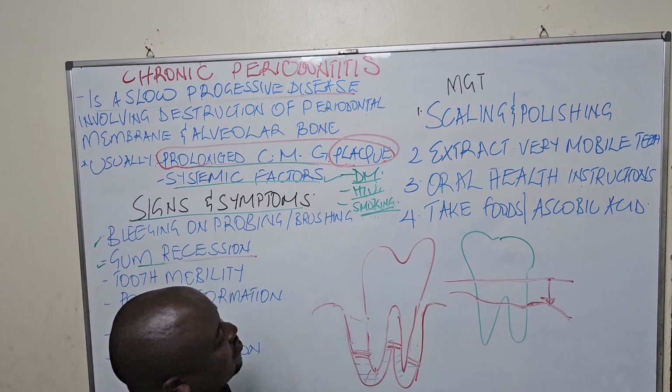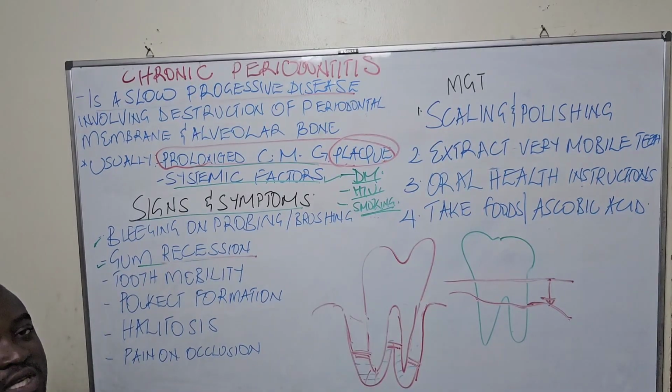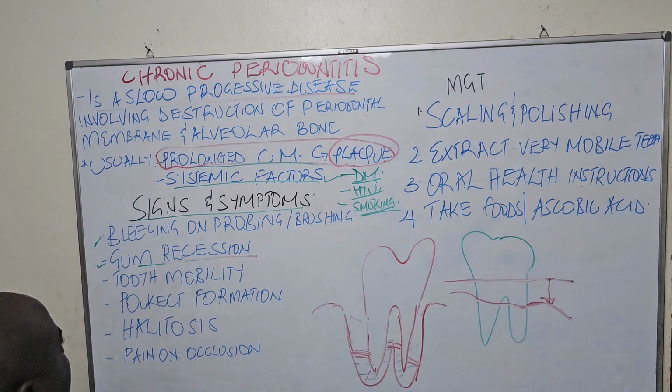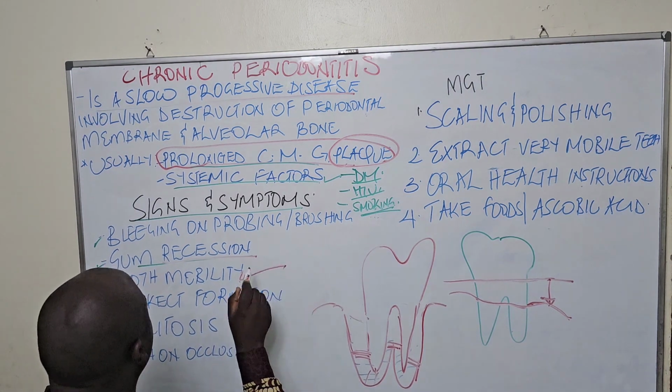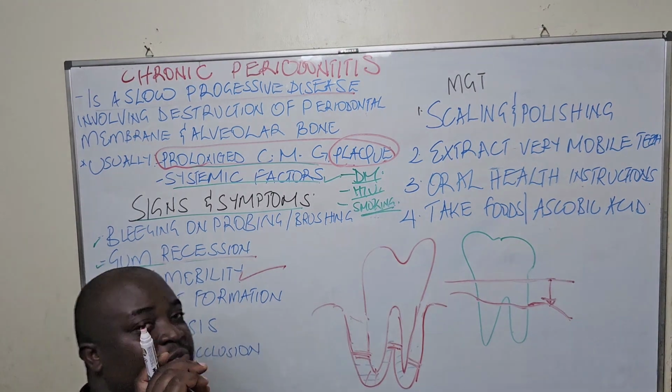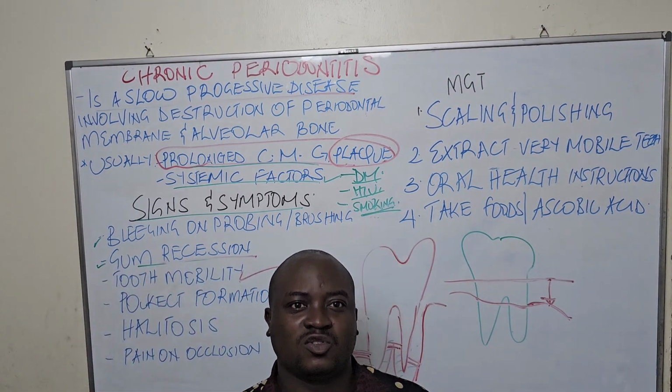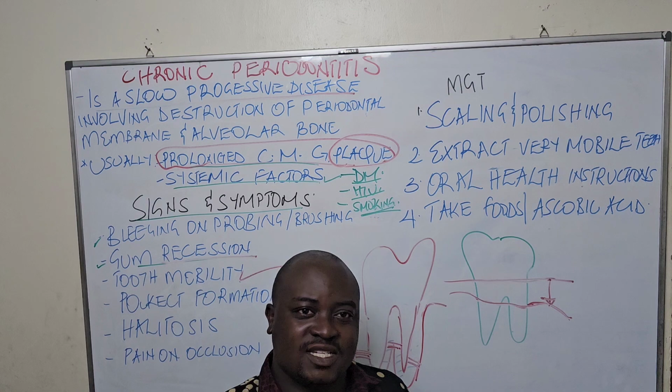So we shall find ourselves without support of the tooth. So this is what causes what? Tooth mobility. Pocket formation. In our previous video we also talked about the gingival crevice.